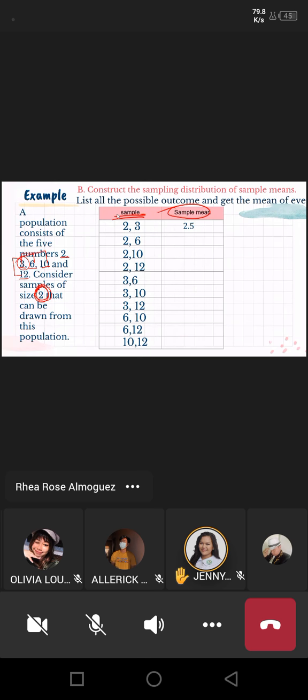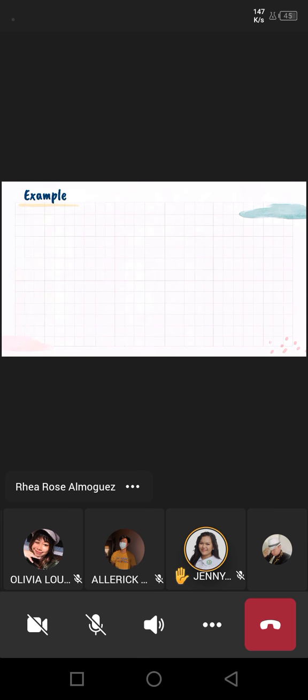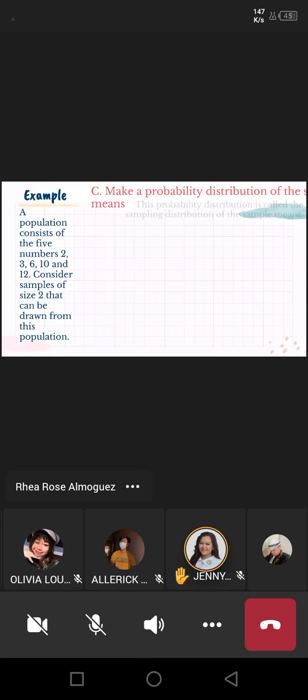Alright, so sige, mag-proceed na tayo. If we're going to get the sample mean of each of the samples, ito yung makukuha natin. Okay? So after that, we will make a probability distribution of the sample means.